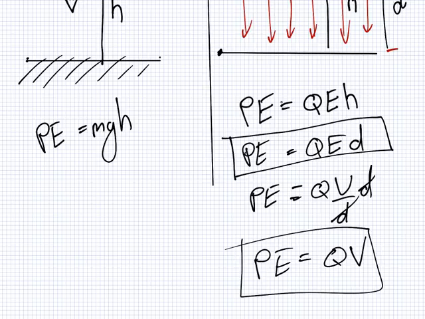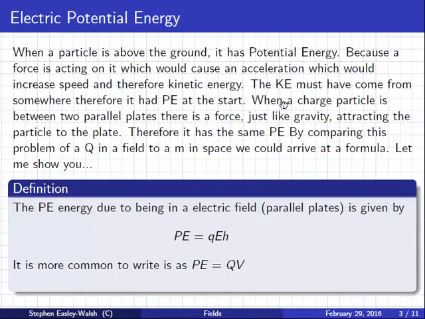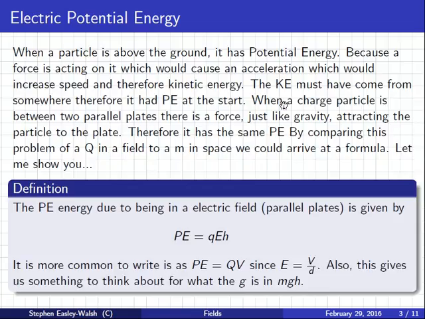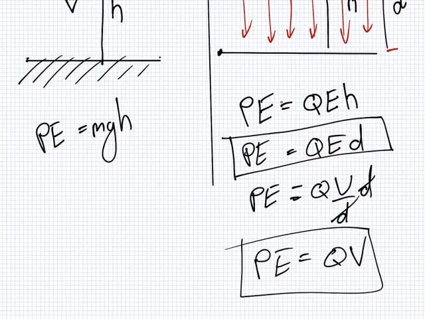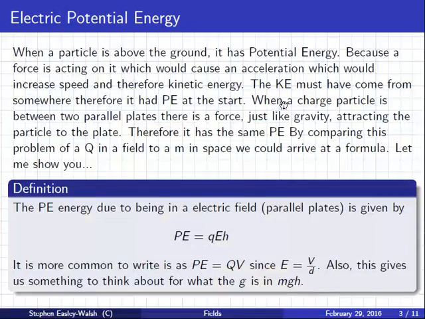Got that? So it's common to see P equals QV because E equals V over D. This gives us something to think about for what the G is in MGH. So what's the E in QED? Electric field strength. So by making another comparison, what's the G like in MGH?